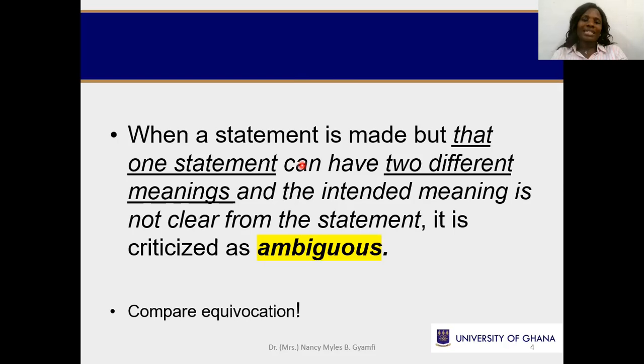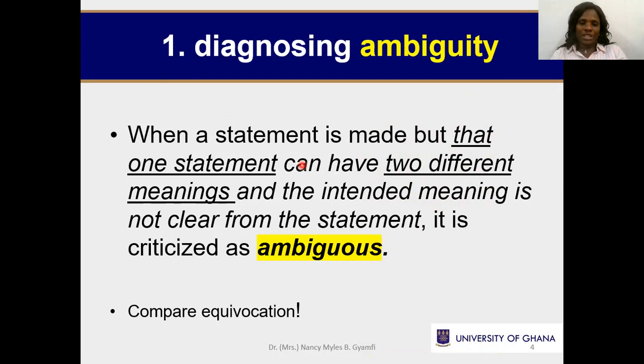We want to diagnose ambiguity first. When do we say an expression is ambiguous? When a statement is made, on the screen now please, but that one statement can have two different meanings and the intended meaning is not clear from the statement, then we say it is ambiguous. So you have only one statement standing there, one expression, but that expression could have two different meanings, ambi, two. The expression itself is one, but it could mean two different, sometimes even three or four. Then we say that your expression was ambiguous.